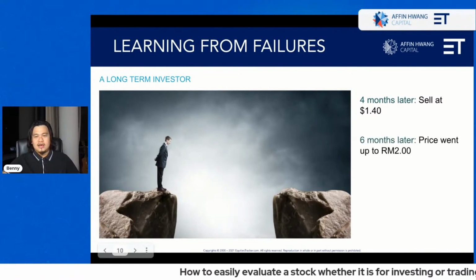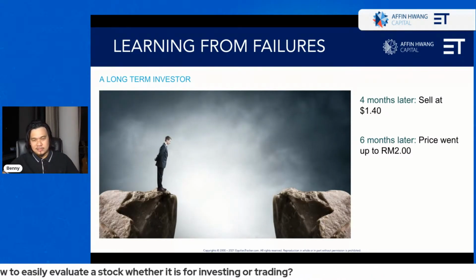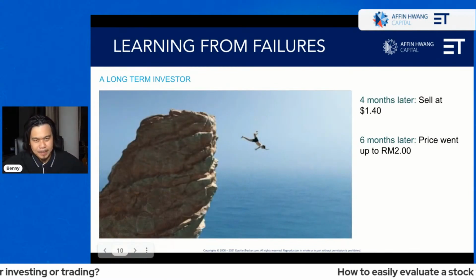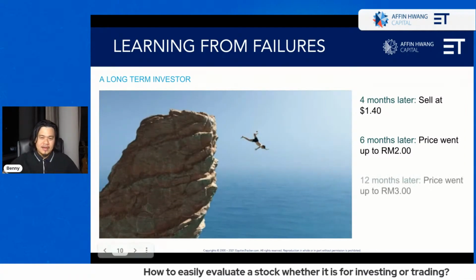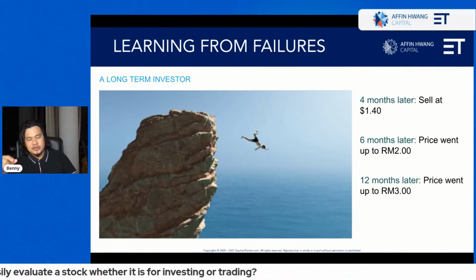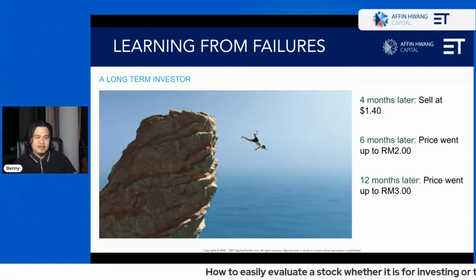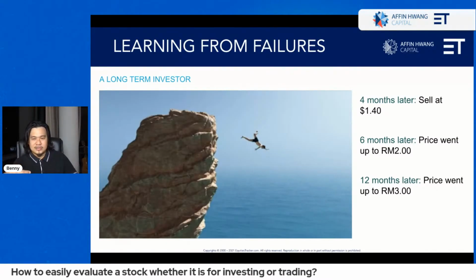All right. So after you sell at 140, 6 months later, the price went back up to $2. Now this is where you feel like you have jumped off the cliff. And then 12 months later, it went up to $3. Now remember, your long-term objective was long-term investing, right? But sometimes, because of the short-term volatility, it may scare us off. We may have exited early, and the price starts to go up again over the long run.